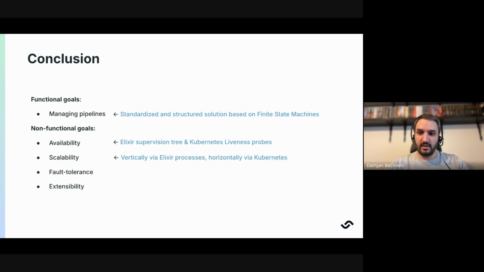In case of scalability, we can easily scale vertically by starting multiple Elixir looper workers within the same Kubernetes pod, and horizontally by adding more pods. For fault tolerance, we rely on built-in Elixir tooling like supervision tree and custom solutions like our workers that are handling stuck pipelines. And finally, for extensibility, we saw that we can easily extend the functionality by introducing new states into the pipeline finite state machine model.